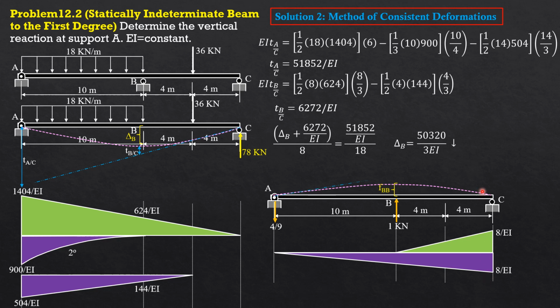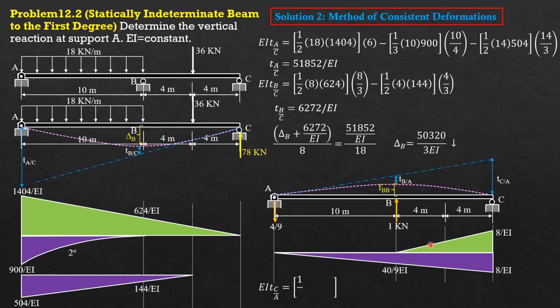Then we draw tangent at A, and this is deviation of C relative to A. If this figure is correct, then this is negative because C is below the reference tangent at A. And call that deviation of B relative to A, which is also negative if the figure is correct. So this is 40 over 9 EI, 4 over 9 times 10, so 40 over 9 EI.